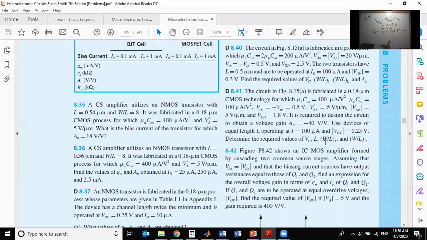We need to find W over L. What's the equation to use to find W over L? Oh, we had it earlier. I forgot. Yeah, the big equation. ID equals half Kn prime W over L V overdrive squared. We know this, we know this, we know this. Now we find W over L. So if you substitute here, you get W over L. And of course, this is W over L1, right? Yeah. Okay, of the first transistor. And you can use it for the second transistor as well, right? You just try to find W because the L's are the same. Yes, okay.